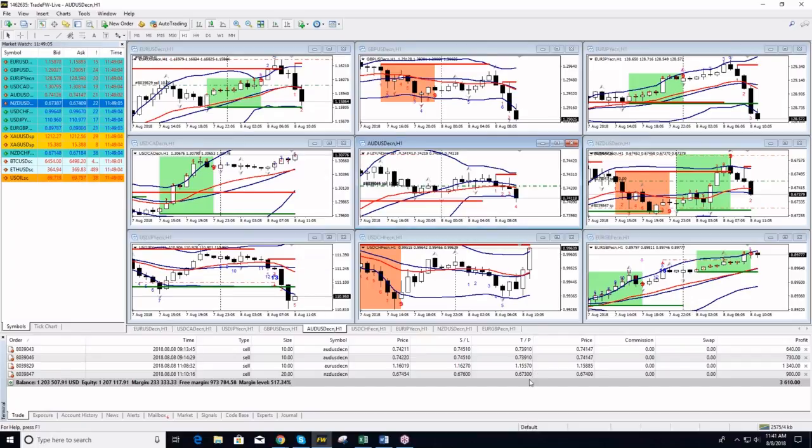And we see that now the Kiwi is approaching our take profit level. Soon you will see the green button here appear, light up. It means that we are less than 10 pips away from our take profit target.